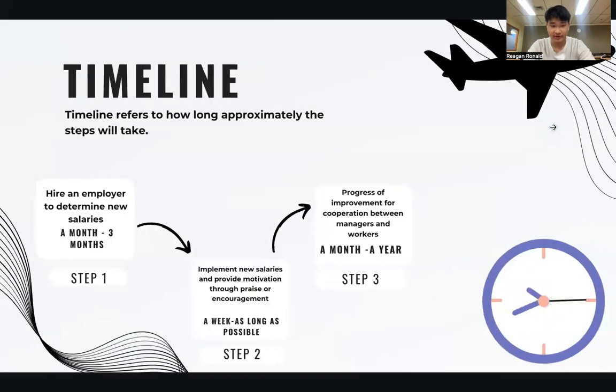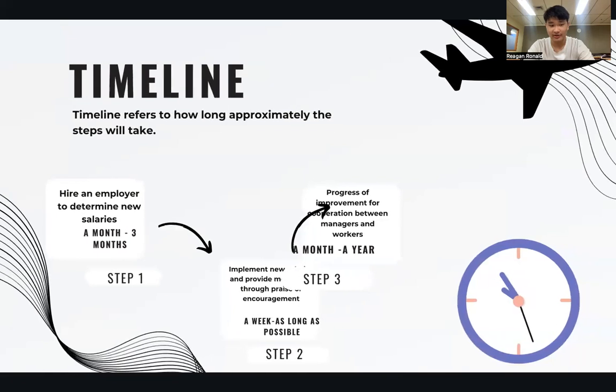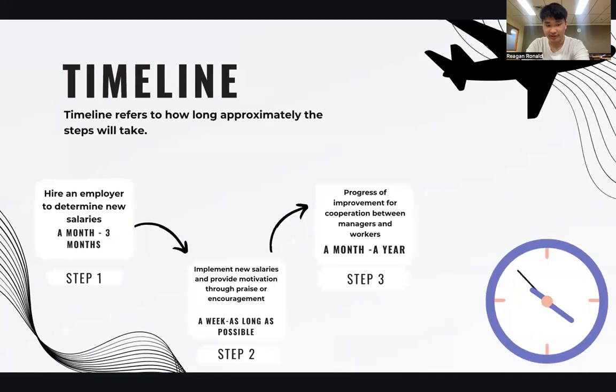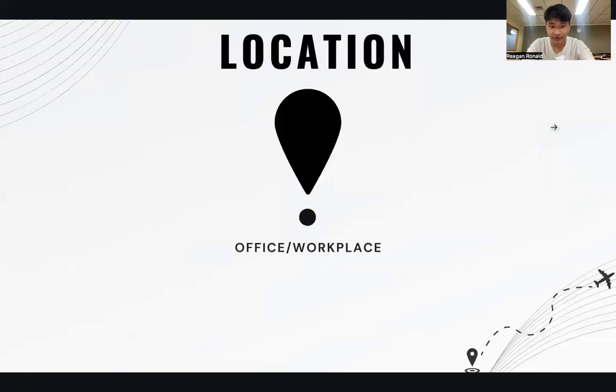For the timeline, the first step will take around a month to 3 months. Meanwhile, the second step will take as long as a week, but it is advised to keep doing this as long as possible to maintain success even into the future. And the third step, progressive improvement from cooperation between managers and workers, will take around a month to a year to track. For the location, it will take place in the office or the workplace.